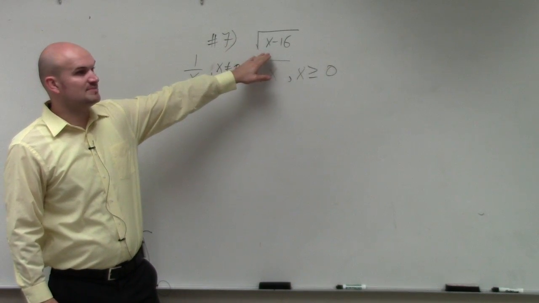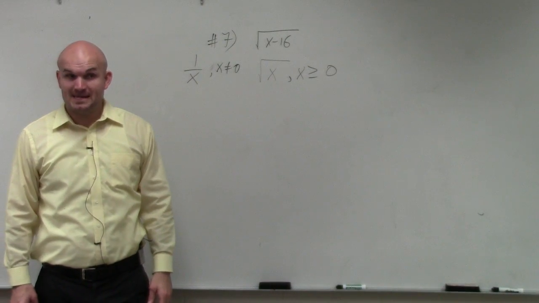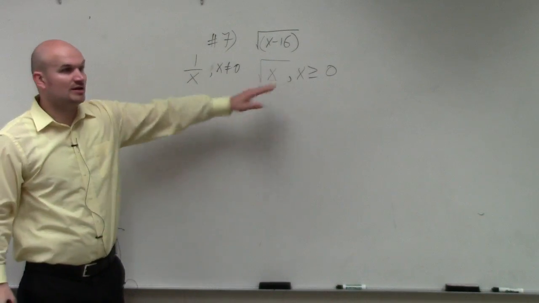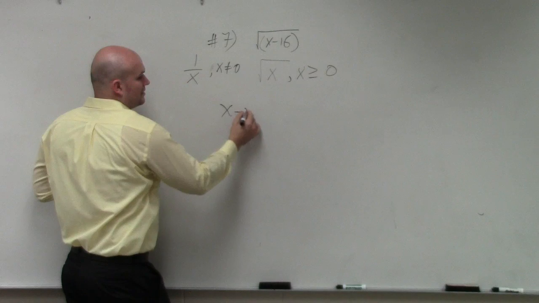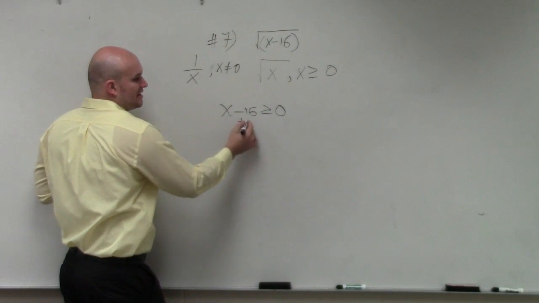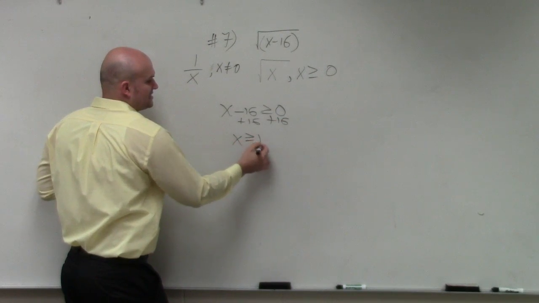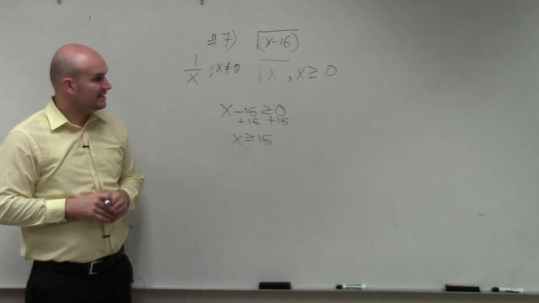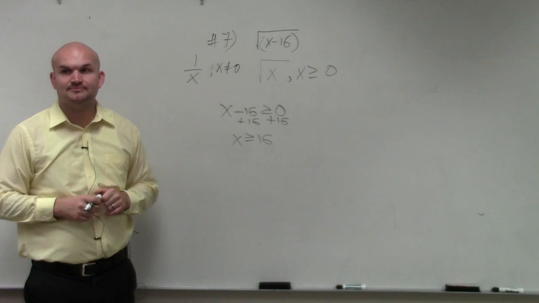So does my square root of x minus 16 fall into one of those restrictions? Yes. We know that that needs to be greater than or equal to 0. So all I do is take my radicand and set it greater than or equal to 0, then solve for x to find the values of x that will satisfy this expression. And what we see is x has to be greater than or equal to 16.